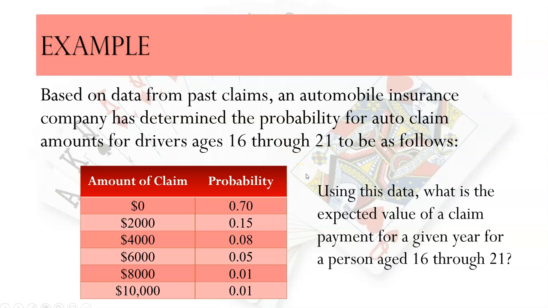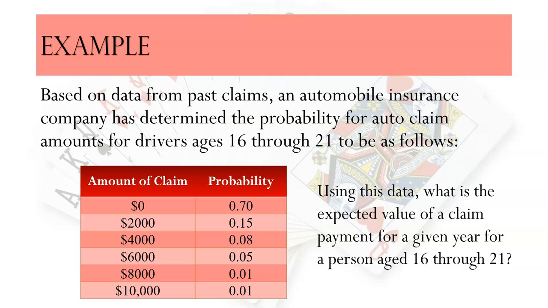Okay, but in real life, the probabilities are not usually all equal. In real life, usually probabilities are varied. So here's an example of how you would use expected value to calculate something from a business standpoint. The question says, based on data from past claims, an automobile insurance company has determined the probability for auto claim amounts for drivers ages 16 through 21 to be as follows. And then they give you this table here.